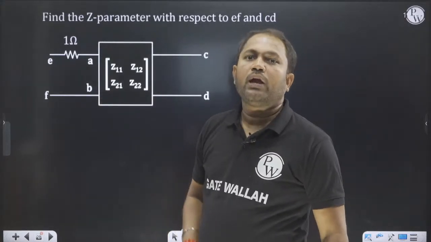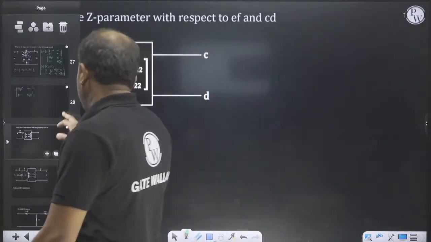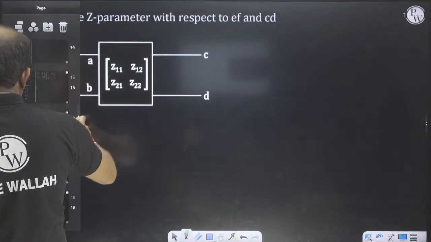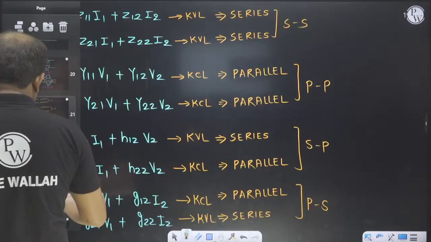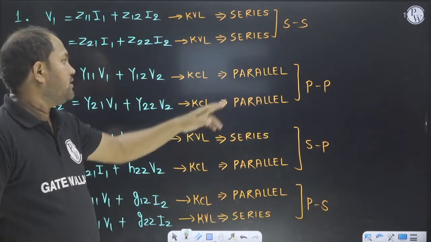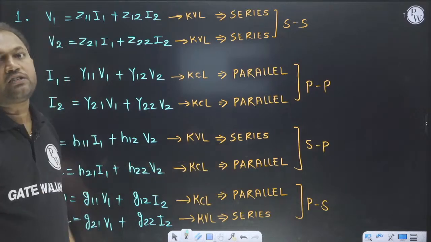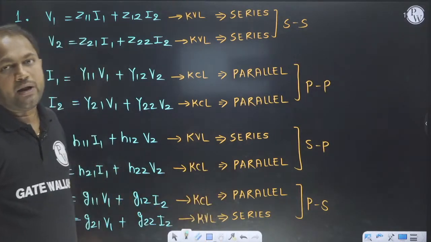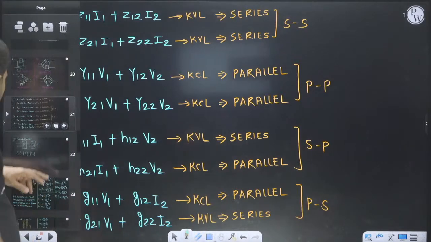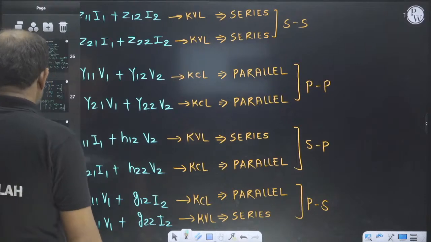So we have to do it like this. If the series condition is there, you can go through this equation, you know everything. I told you how to find series and parallel conditions. Series condition, Z parameter model; parallel condition, Y parameter model; series parallel condition, H parameter model; and parallel series condition, G parameter model. By using this you can go through. This is a very good thing which you have to understand.